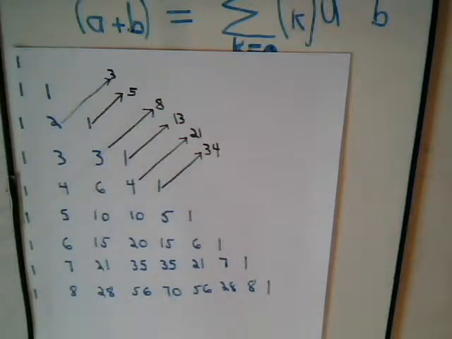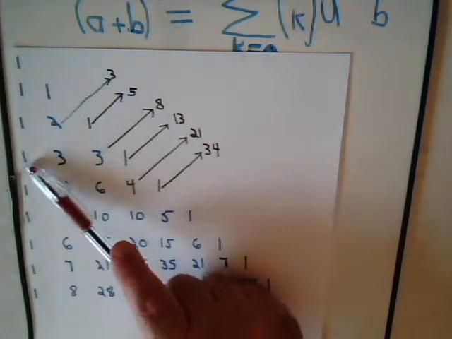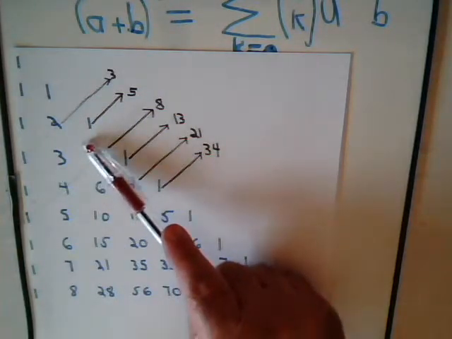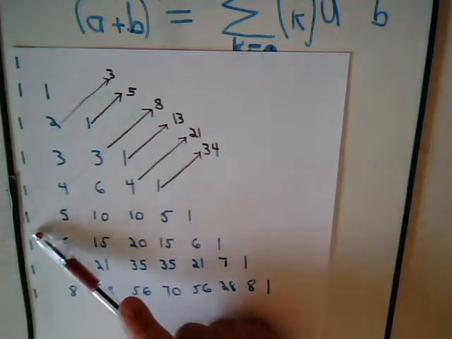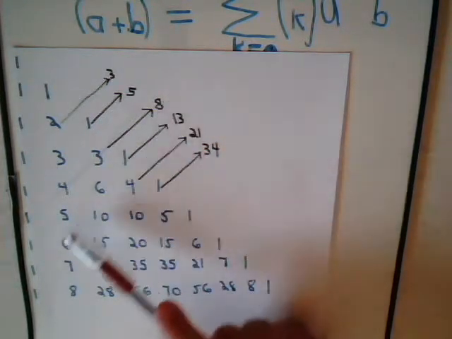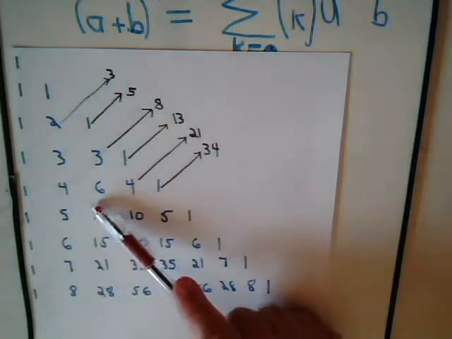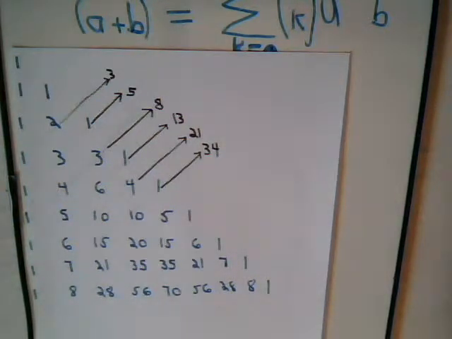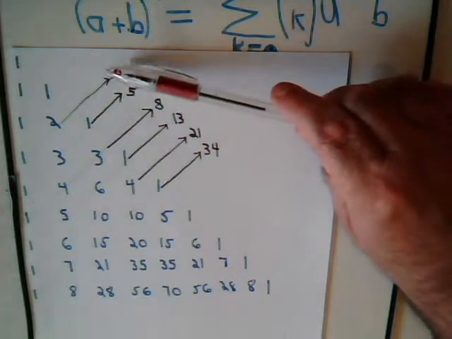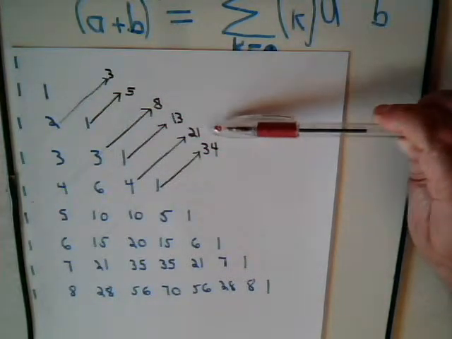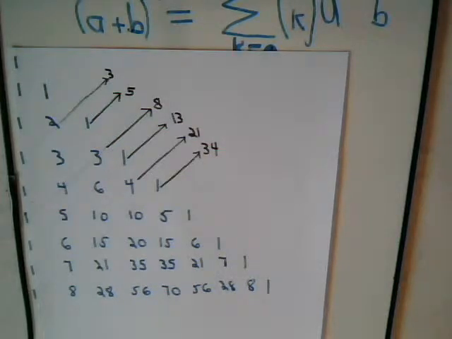Now, if you look at it and we add up the diagonals here, 1 plus 2 is 3. 1, 3, 1 is 5. 1, 4, 3, that adds up to 8. 1, 5, 6, 1 adds up to 13, and you keep doing it like that. You see it produces these numbers: 3, 5, 8, 13, 21, 34.